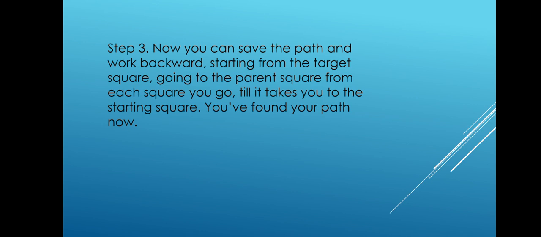Step 3: Now you can save the path and work backward, starting from the target square. Going to the parent square from each square, you go till it takes you to the starting square. You have found your path now.